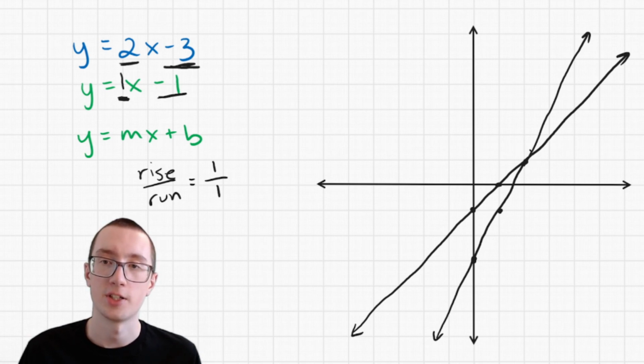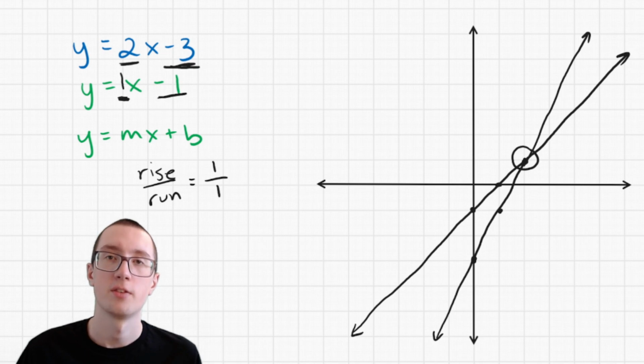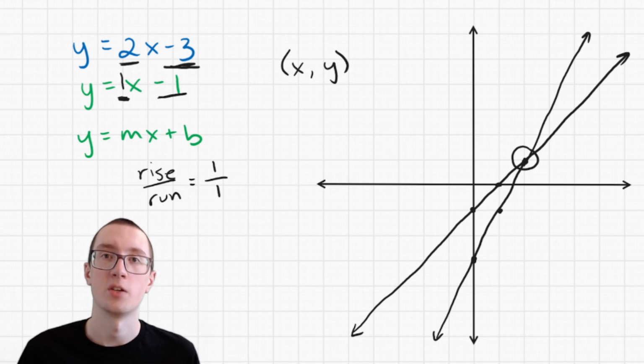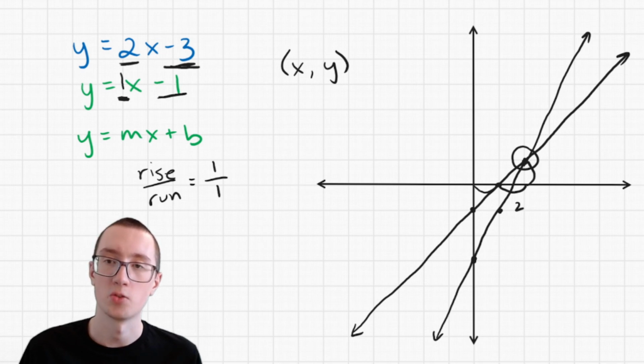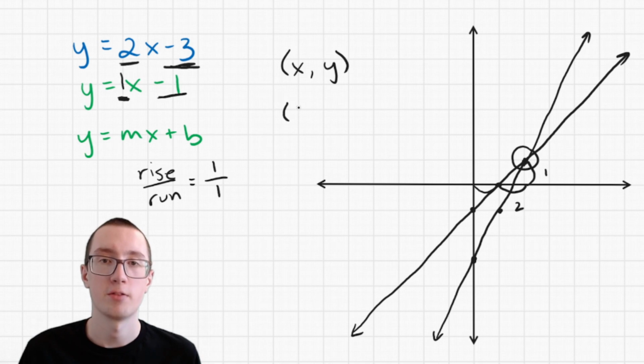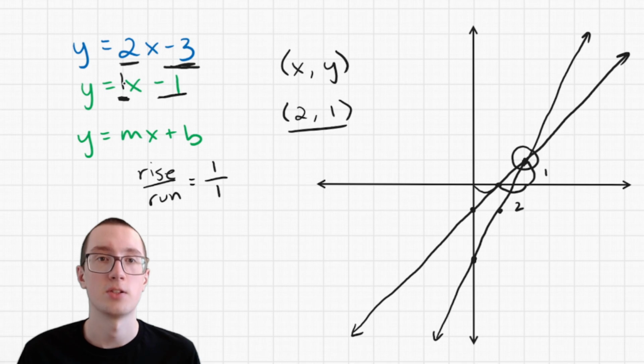In this case, they seem to intersect right here. So what are the coordinates of this point? Well, remember coordinates are written as x, comma, y. X is how far to the right it is, and y is how high up it is. So in this case, x is 1, 2. It's 2 to the right, and we have to go 1 up. So x is 2, and y is 1. So remember, x always goes on the left, so it's 2, comma, 1. So that's our final answer. The answer to this system of equations is 2, 1.